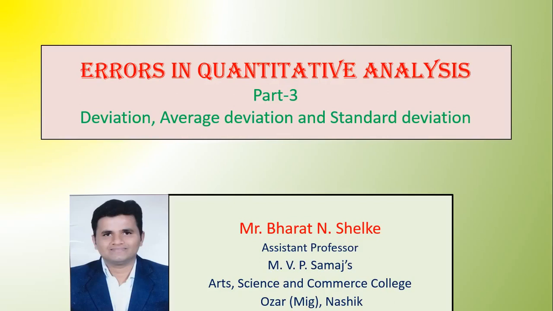Now see them one by one. First, we know the meaning of precision. Precision is basically the degree of agreement between replicate measurements. That means the same experiment is carried out a number of times, and each time we get results that are very close. They may not be accurate, but they are very close to each other. That is known as precision.